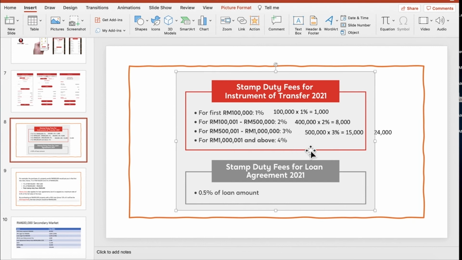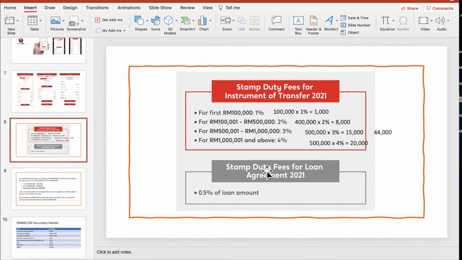But anything above 1 million, for example, what if my property is 1.5 million? Which means your other 500,000 will fall into this category and times 4%. It's 20,000 here. So all in all, now how much? The higher your value is, the higher you need to pay. So 44,000. So for a 1.5 million property, you need to pay 44,000. That's how it calculates. Alright.